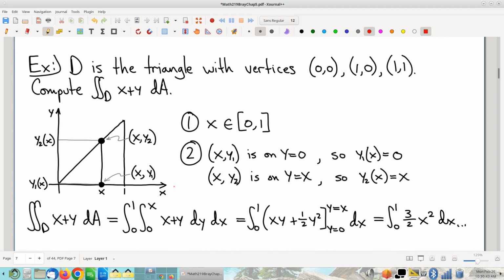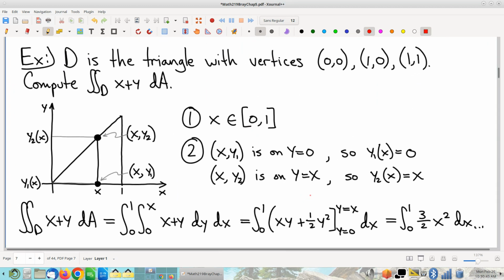Okay, so looking at this example right here, our domain is this triangle.